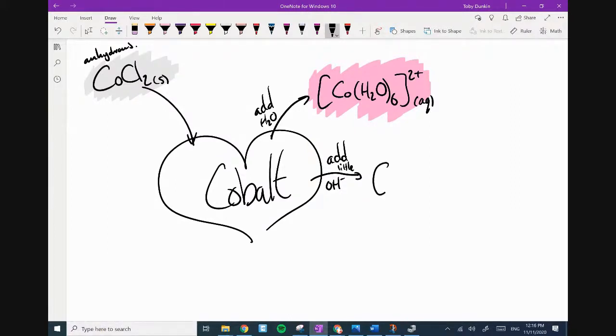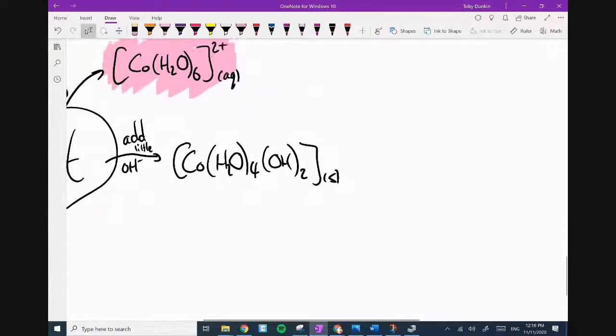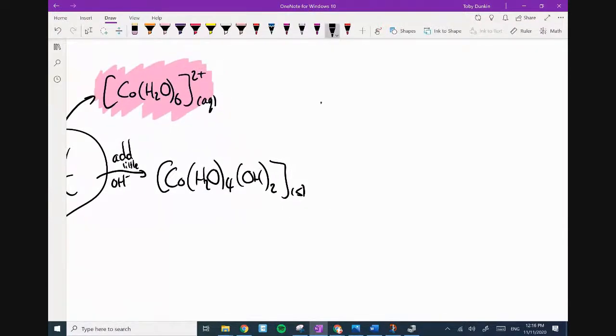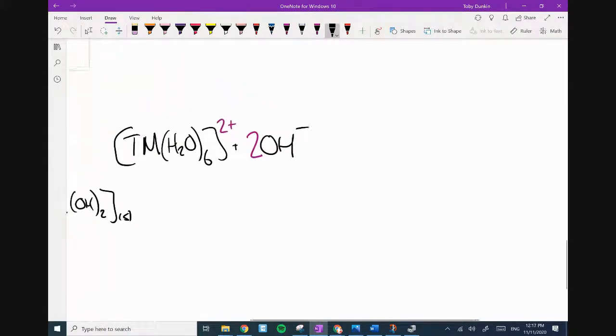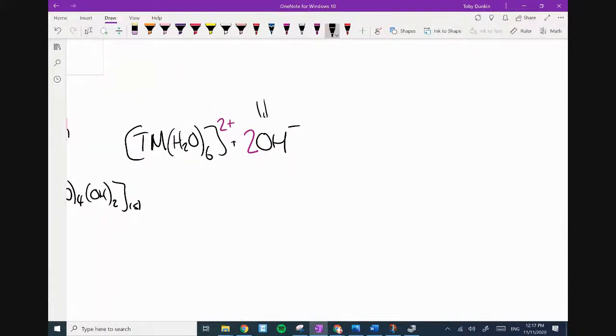I love the rules. So cobalt, we're going to form the tetra-aqua dihydroxy complex, and it has no charge, so it's a solid. So the question is, how do I always remember that? The reason being is, in the equation, whenever you have a transition metal hexa-aqua ion, whatever the charge is, the number in the charge is going to tell you the number of OH minuses that will react with it in the first place. Yeah, this is always the littles.